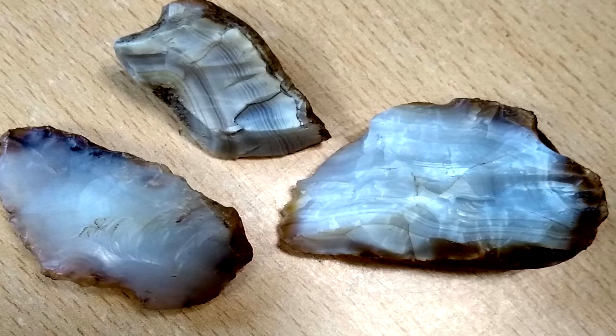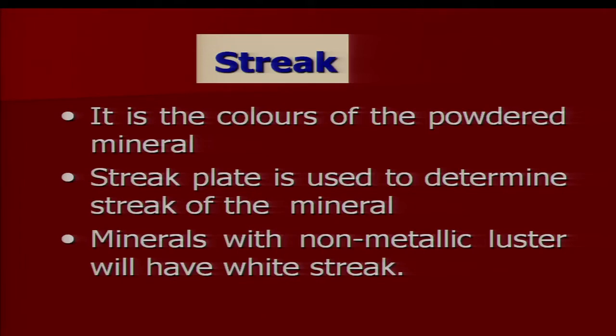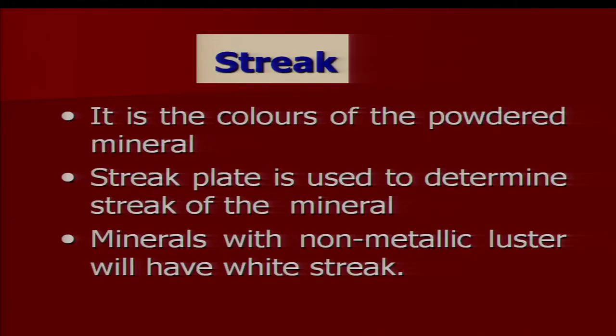So, luster is an important property which can be useful in order to distinguish different types of minerals in the laboratory as well as in the field. Now, I will take up about another important property which is called streak. What is a streak? It is the color of the powdered mineral.